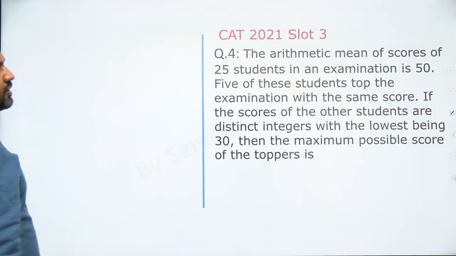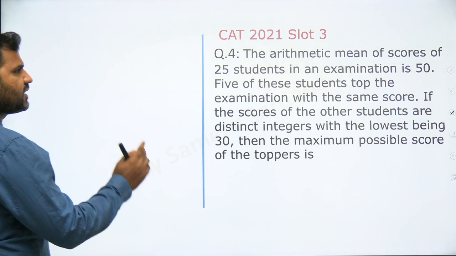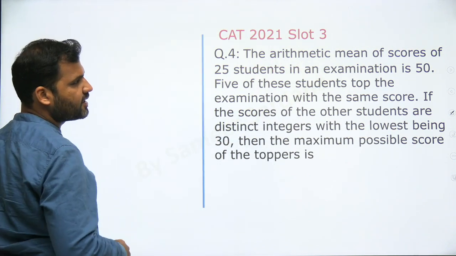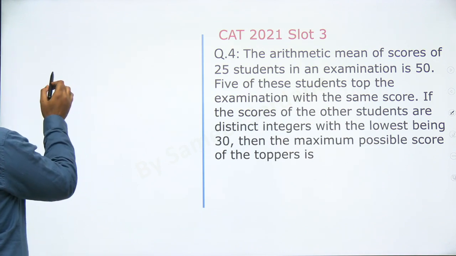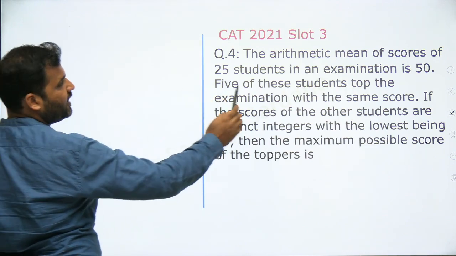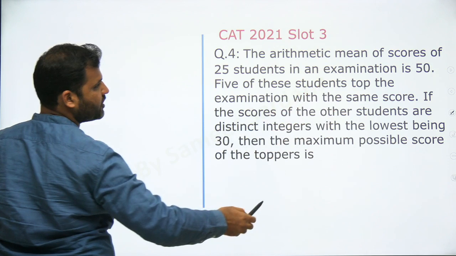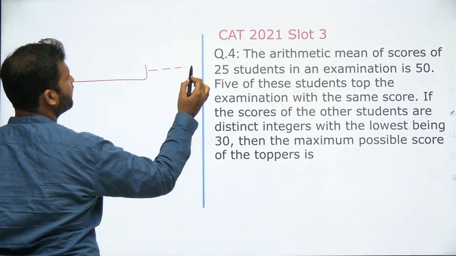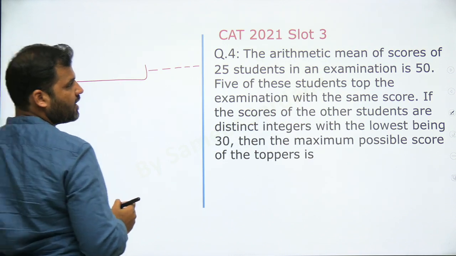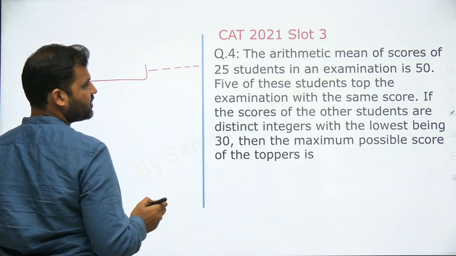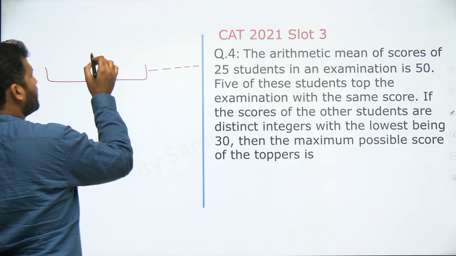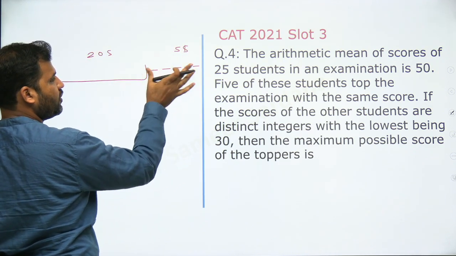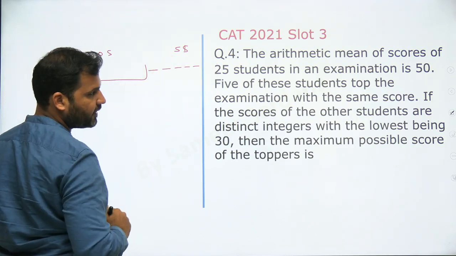This is again a question of average, not a weighted average, right? The arithmetic mean of score of 25 students in an examination is 50. There are total 25 students. 5 of these students top the examination with the same score, right? 5 of these, 1, 2, 3, 4, 5. 5 of these students top the examination with the same score. Okay, so there are total 20 students here and 5 students here, right? ये 5 students ने top examination किया और इन सबका score same है, right?